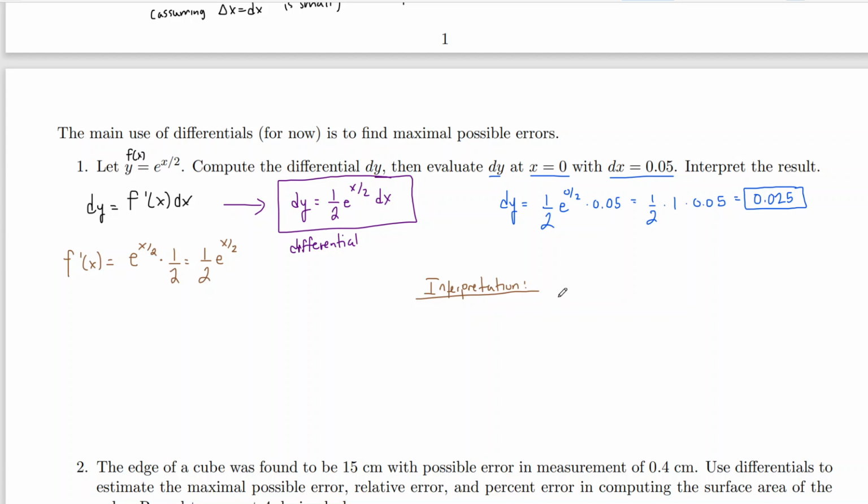So what this is saying is that the maximum possible, but this is an important point, estimated error when evaluating f of 0.05. Where I'm getting that is I'm taking my x and I'm adding my dx to it.